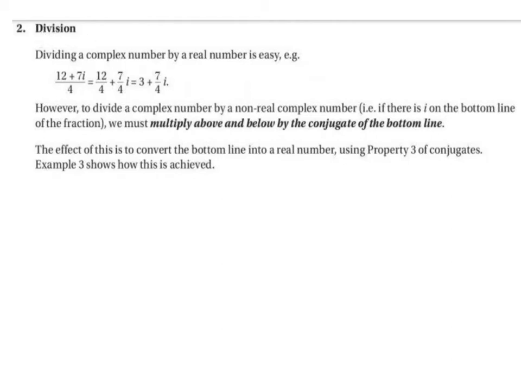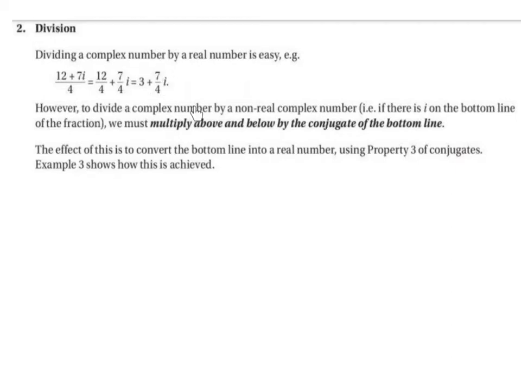Part 2, division. Dividing a complex number by a real number is easy. For example, 12 plus 7i divided by 4. We divide the real part by 4, 12 divided by 4, which is 3. We divide the imaginary part by 4, 7 divided by 4 just stays as 7 over 4i.